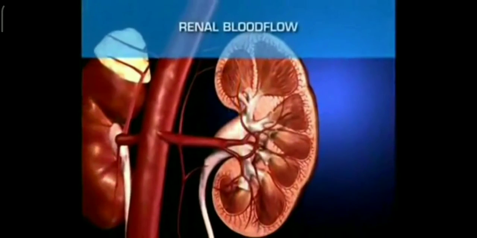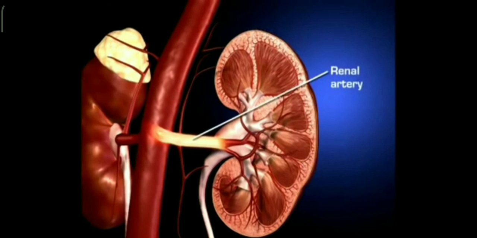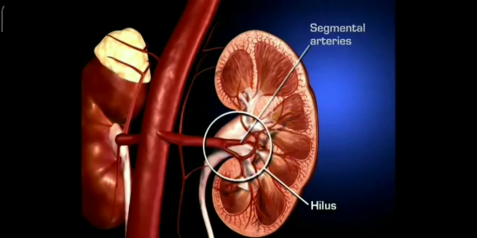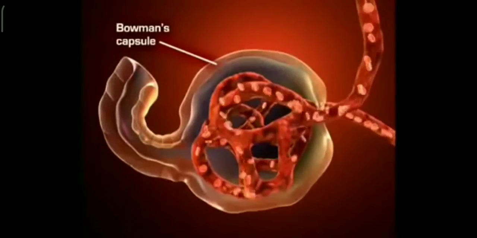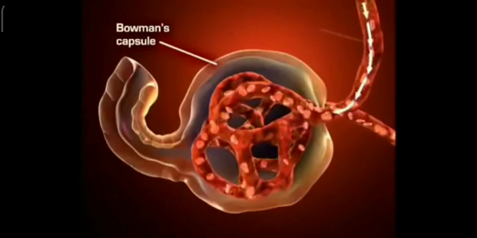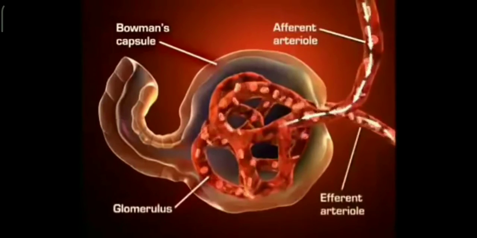Blood supply to kidney or renal blood flow. Blood enters the kidney through the renal artery. This artery divides to form renal arterioles. These arterioles are called afferent arterioles. These afferent arterioles enter into glomerular capillaries. These capillaries unite to form the efferent arteriole.